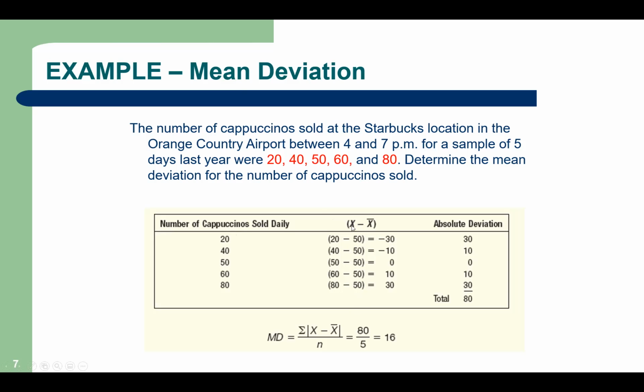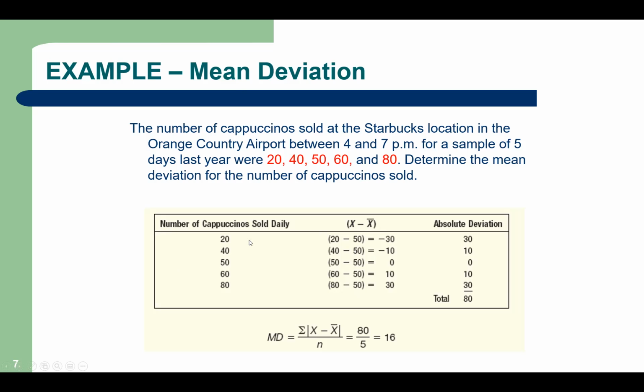X is each value that we have, or each observation in our data. Here the observations are 20, 40, 50, 60, and 80. So we have 5 observations. 20 is x1, 40 is x2, 50 is x3, 60 is x4, and 80 is x5. So what we need to do? First, we need to find the mean of these values. How do we find the mean? Sum of all the values divided by the number of values. So the mean for this data is 50.